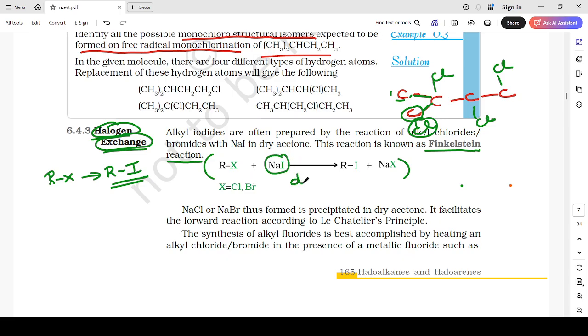Sodium iodide in dry acetone. Acetone is your solvent here. So NaI will get split up as Na+ and I-. I am having RX. I- will attack this R and the X- will leave out, so that I get RI.